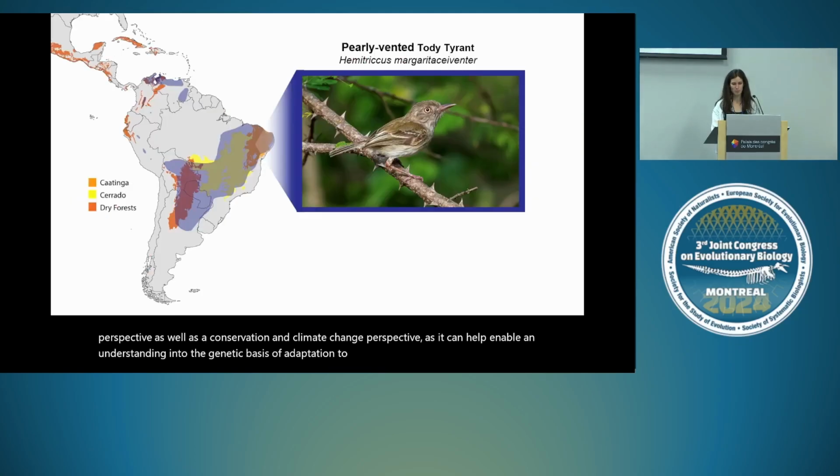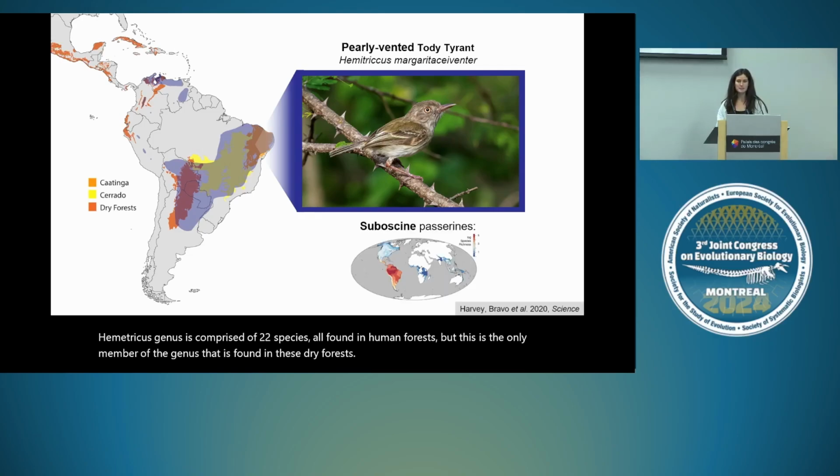My focal species is the pearly-vented tody-tyrant, Hemitriccus margaritaceiventer. The Hemitriccus genus is comprised of 22 species, all found in humid forests, but this is the only member of the genus that is found in these dry forests. And it's also a suboscine, which is a suborder of about 1,000 primarily neotropical birds, and they're super common and diverse. About 1 in 3 birds that you'll encounter in the neotropics is a suboscine. But despite their tremendous diversity and abundance, they're relatively poorly studied in comparison with their sister clade, the oscine passerines, and especially underrepresented in genomic studies.